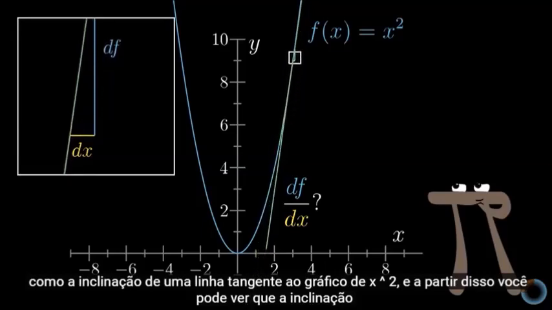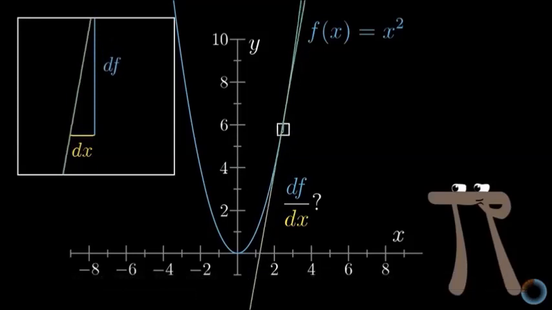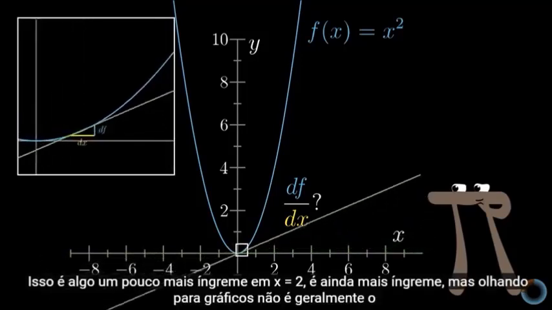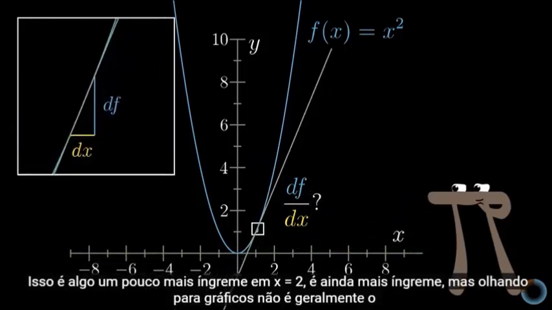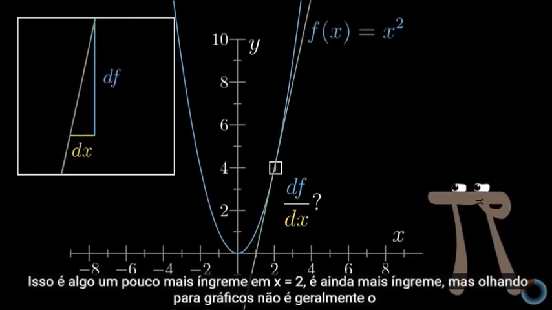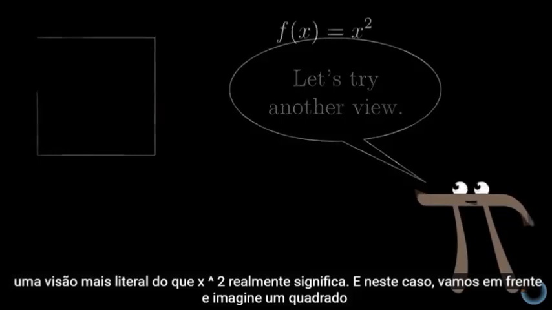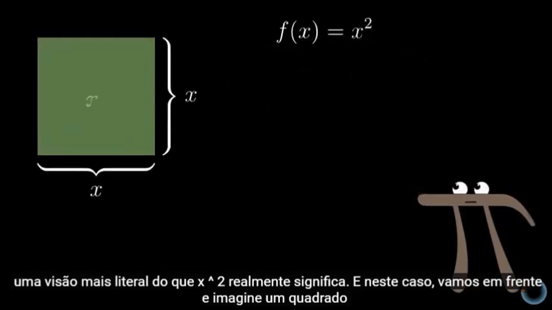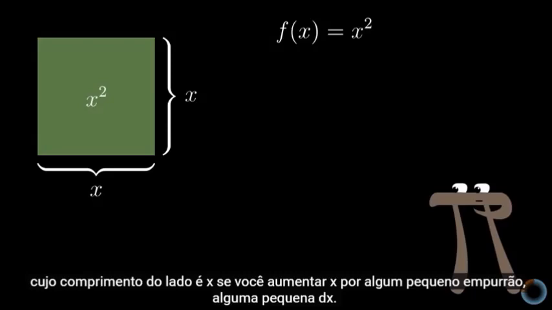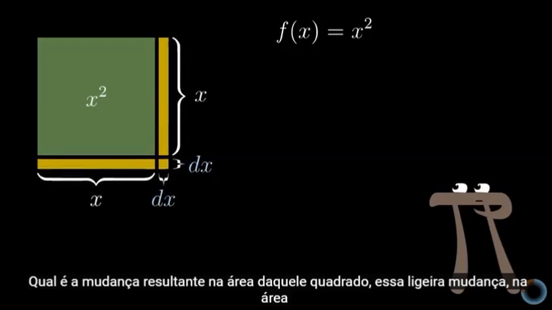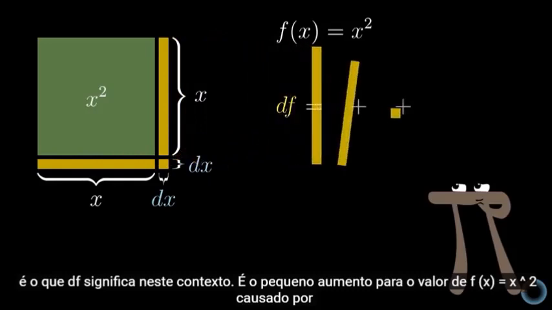And from that, you can see that the slope generally increases as x increases. At 0, the tangent line is flat, and the slope is 0. At x equals 1, it's something a bit steeper. At x equals 2, it's steeper still. But looking at graphs isn't generally the best way to understand the precise formula for a derivative. For that, it's best to take a more literal look at what x squared actually means. And in this case, let's go ahead and picture a square whose side length is x. If you increase x by some tiny nudge, some little dx, what's the resulting change in the area of that square?